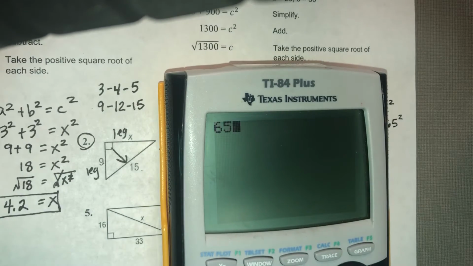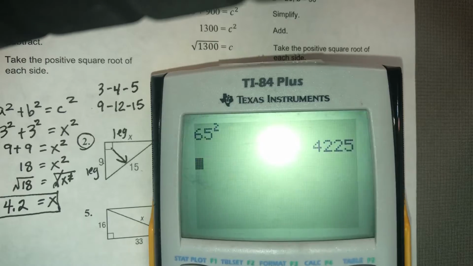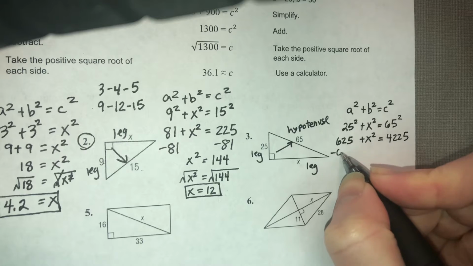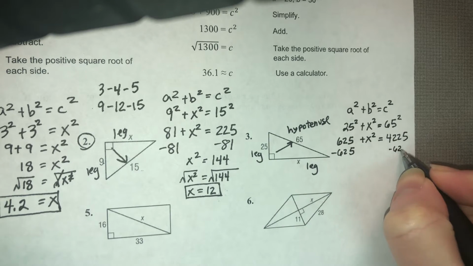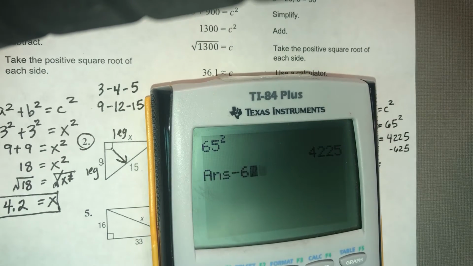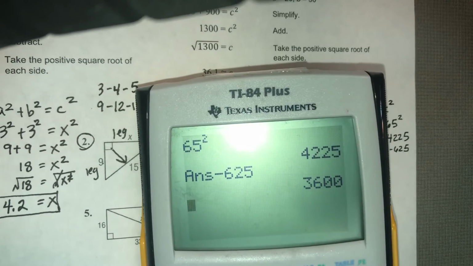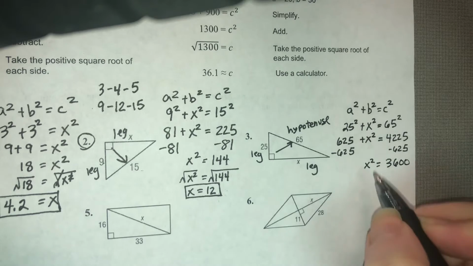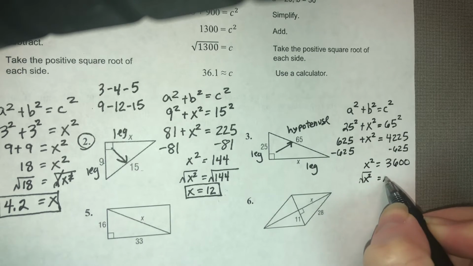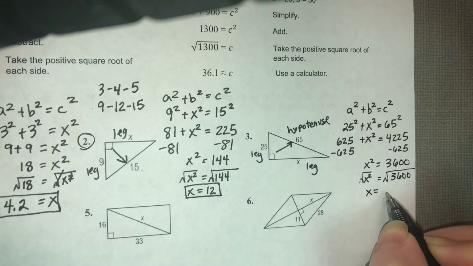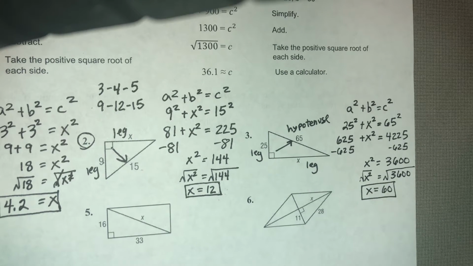And 65 squared is 4,225. And we're going to subtract 625 on both sides to get the x squared by itself. So I'll go minus 625, 3,600. And then we're going to take the square root on both sides. So x is equal to 60. And that is the answer for number 3.